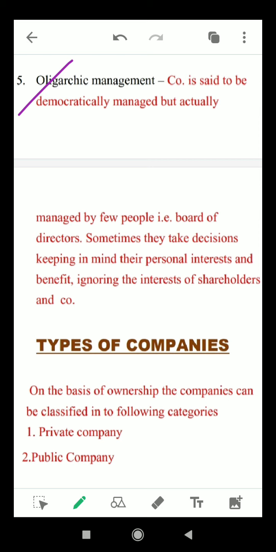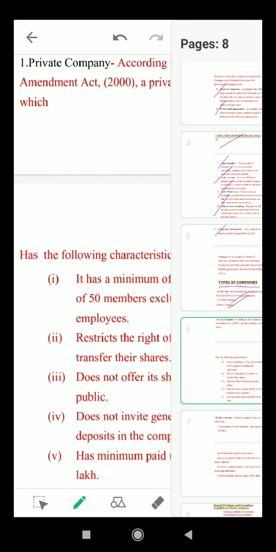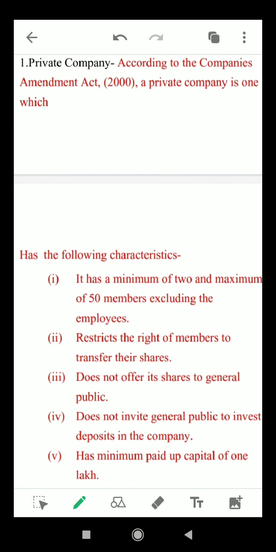Next is types of companies. On the basis of ownership, companies can be classified in the following categories. Number one is private company and public company. I think you better know what a public company or a private company is. According to the Companies Amendment Act 2000, a private company is one which has the following characteristics. And what are they?